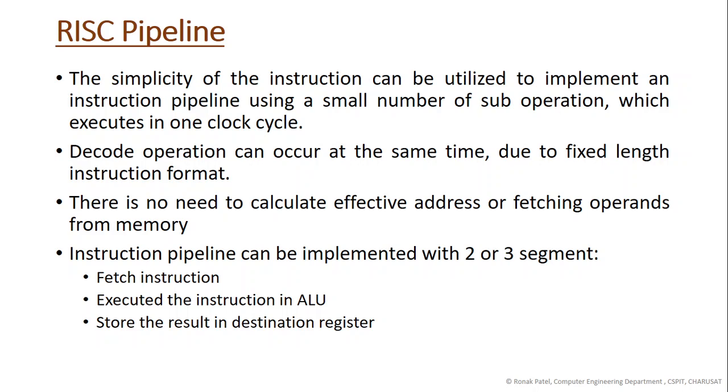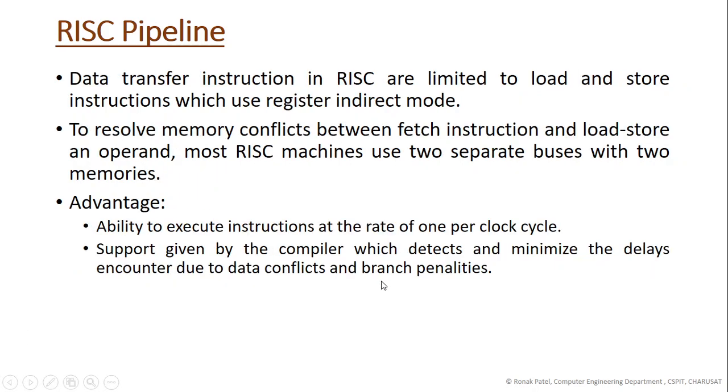Now the instruction pipeline can be implemented with two or three segments. Basically these are the three segments: fetch the instruction, execute the instruction, and store the result in the destination register. So these three segments are required for pipelining in RISC. Now the data transfer instructions in this are limited to load and store instructions, which use register indirect mode.